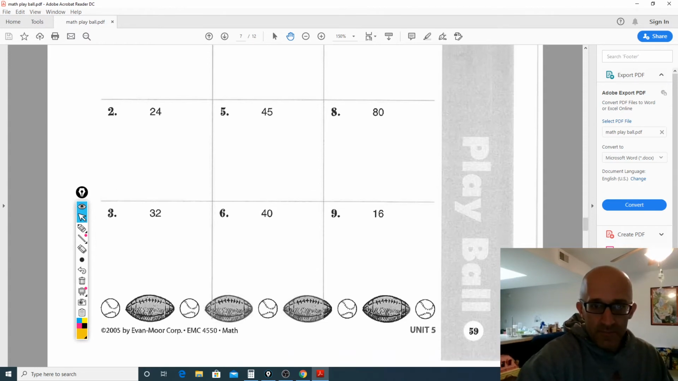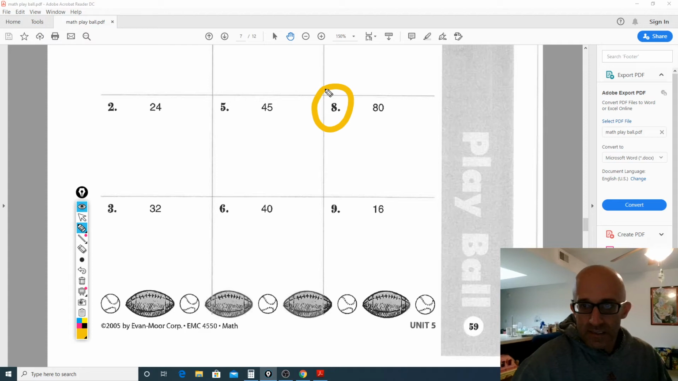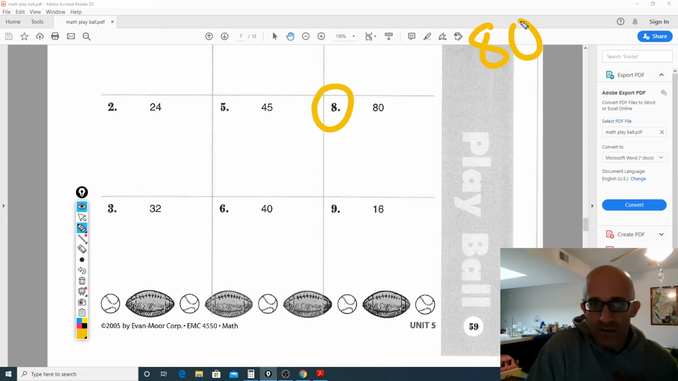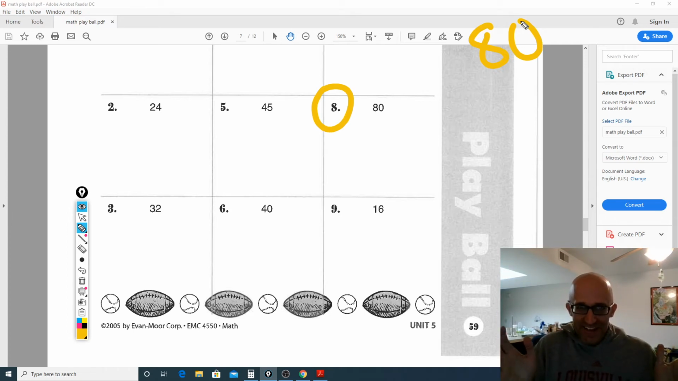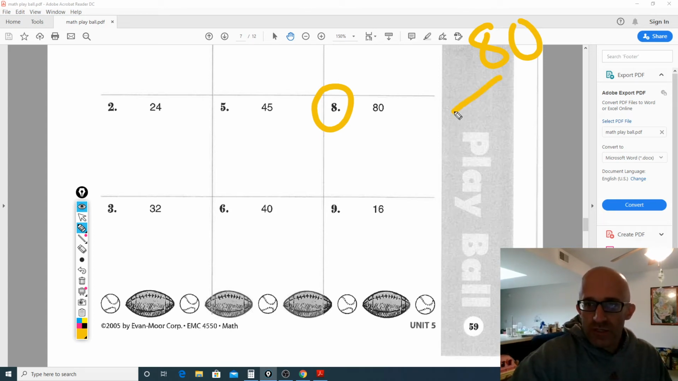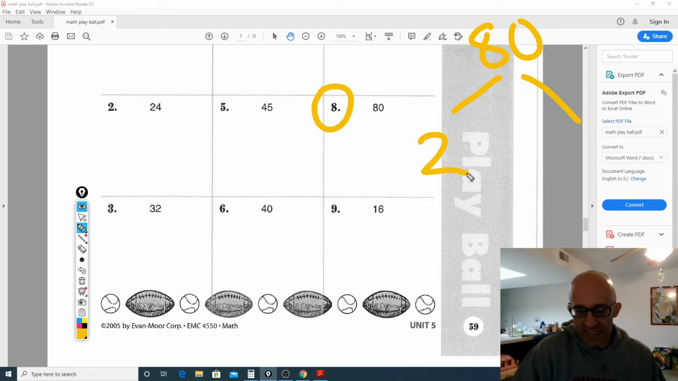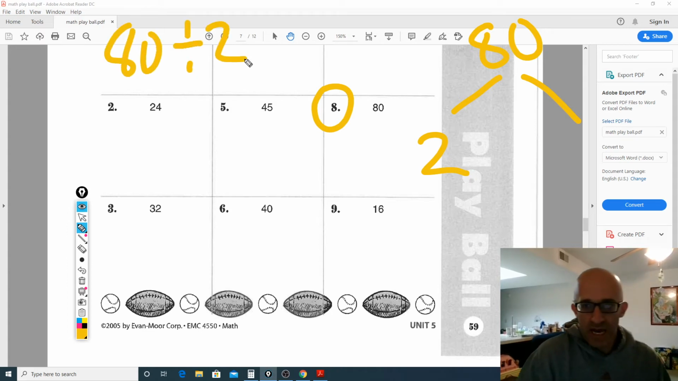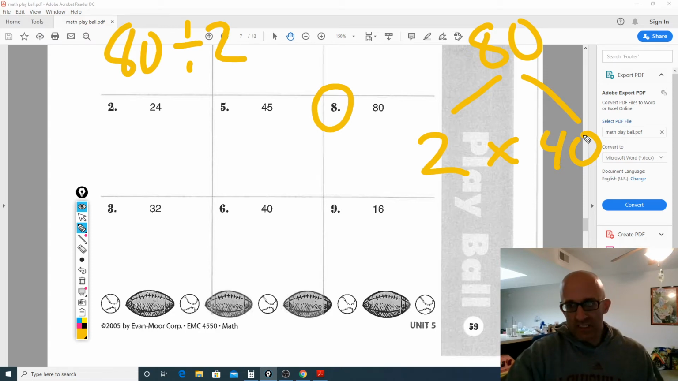So let's see. Let's take 80, and we start to break down 80 now. Let's start from 2. So you start from 2 and you say, well, can 2 be divided into 80 evenly? And the answer on that is yes. 80 divided by 2 is, to save you the time, 40, because 40 times 2 is 80. So then you do the same process now with 40.